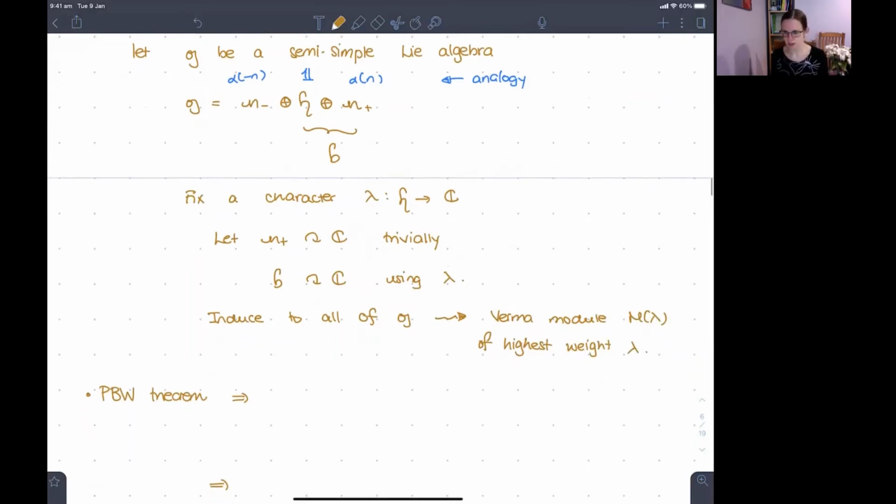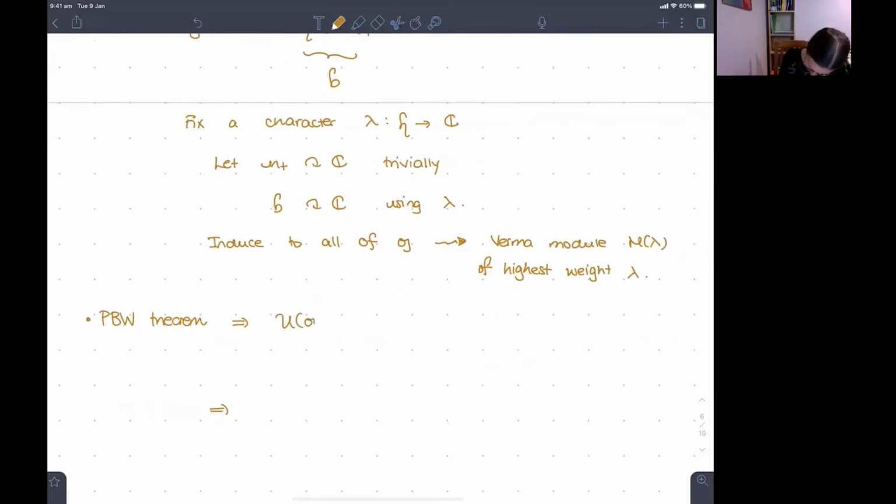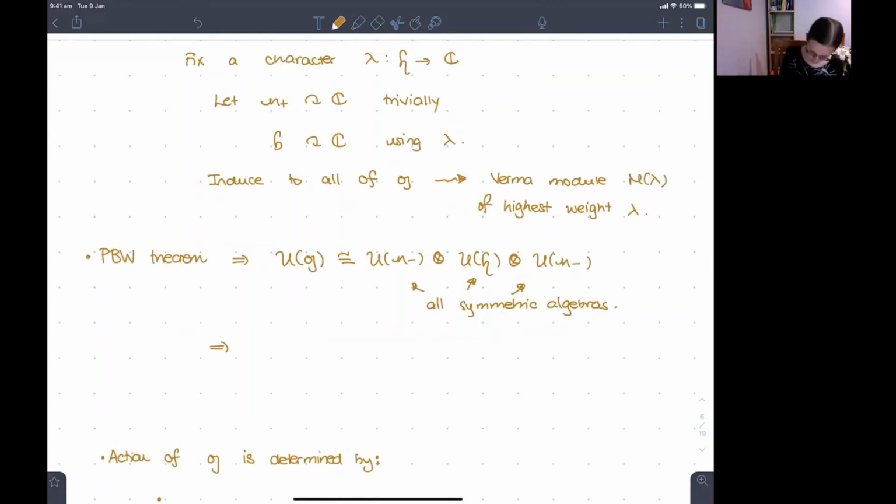Again, we have a nicer PBW theorem with finitely many variables. It tells us that, in particular, UG is isomorphic as a vector space to the tensor product of U of each of these subalgebras. Because these are all commutative, the universal enveloping algebras of all of them are just symmetric algebras. And so when we take the induced module, we get that M lambda is isomorphic to UN minus as a vector space, meaning that it's a polynomial algebra on C alpha i minus, where these form a basis of N minus.